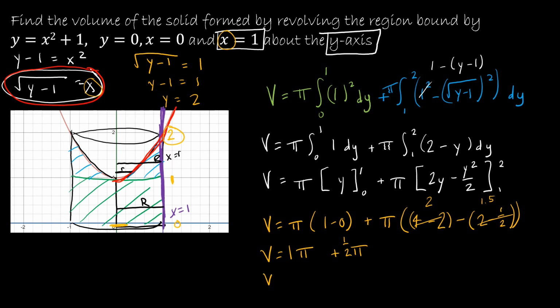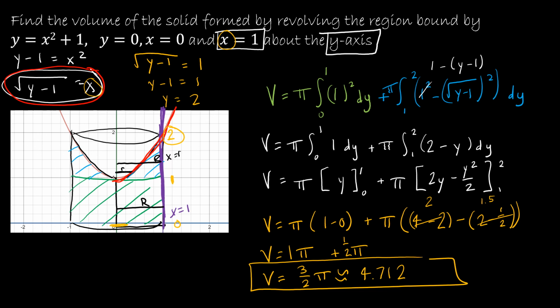So if I add those together, I end up with 3/2 pi as an exact result, or 4.712 as a rounded result. And again, that would be cubic units.